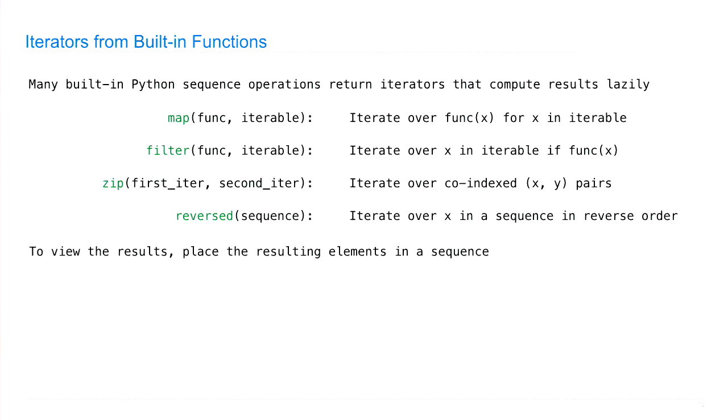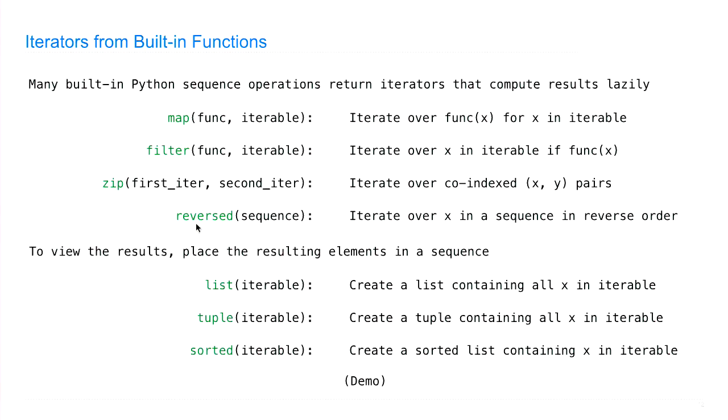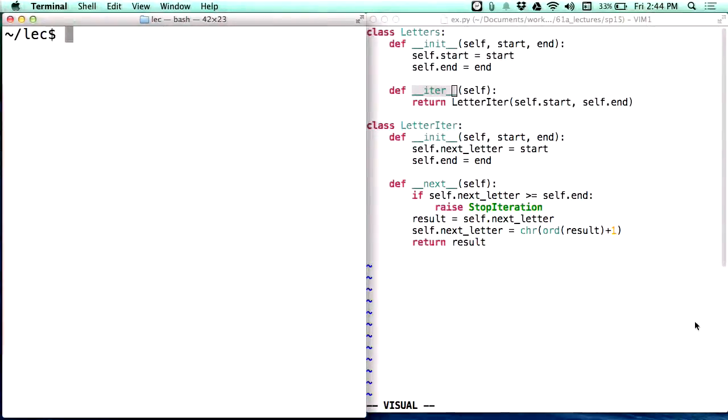So if you actually want to see what's the contents of an iterator, then you can call some constructor that puts all the elements into an explicit sequence. So list takes in any implicit sequence and makes it explicit by putting all the elements in a list. And tuple does the same thing, and there's also one called sorted, which will sort everything for you. Okay, so top half is lazy, bottom half actually creates explicit sequences. Let's see how they interact.